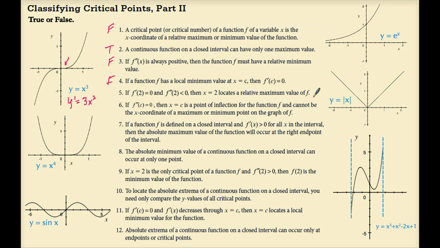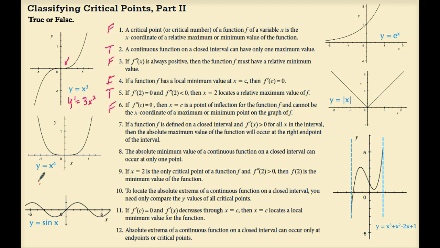Number 5. If f prime of 2 equals 0 and f double prime of 2 is less than 0, then x equals 2 locates a relative maximum value of f. This is true. If you have a critical number, the slope of the first derivative is 0, and the function is concave down there, that means a relative maximum value occurs. Number 6. If f double prime of c equals 0, then x equals c is a point of inflection for the function f and cannot be the x-coordinate of a maximum or minimum point on the graph of f. This is not necessarily true.